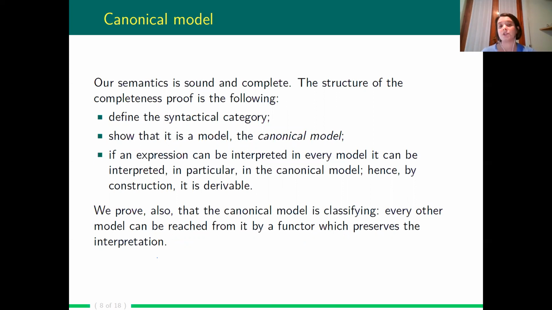So the structure of the completeness proof uses a canonical model. So we define the syntactical category. We show that it is a model, the canonical one. And then we have that if an expression can be interpreted in every model, then it can be interpreted, of course, in particular in the canonical one. And so by construction, it has to be derivable. We also prove that the canonical model is classifying. So we can reach from it every other model using the functor which preserves the interpretation.